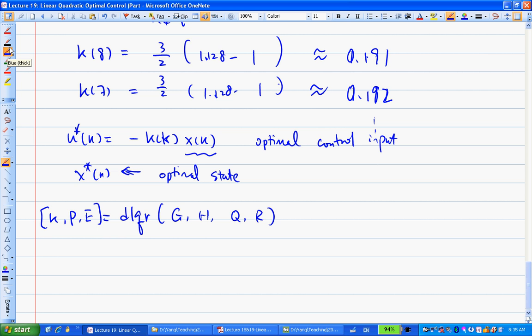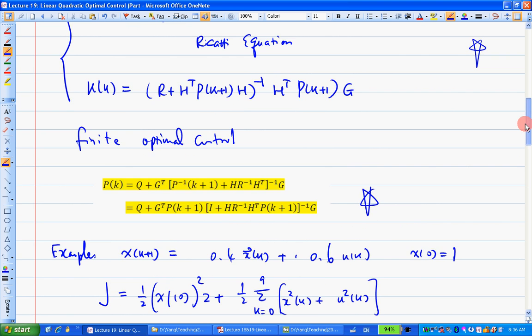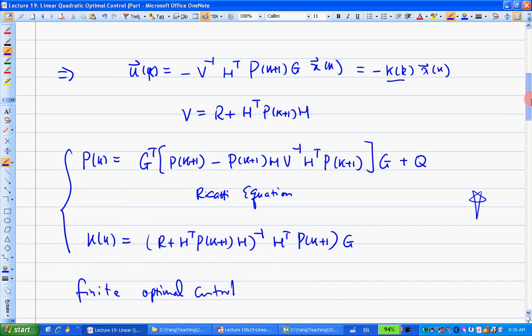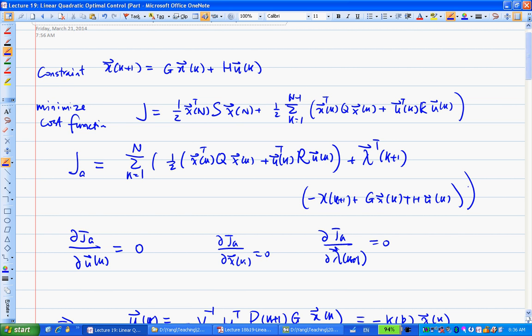The next question is, since we're minimizing this cost function, what would be the minimal value for this cost function?